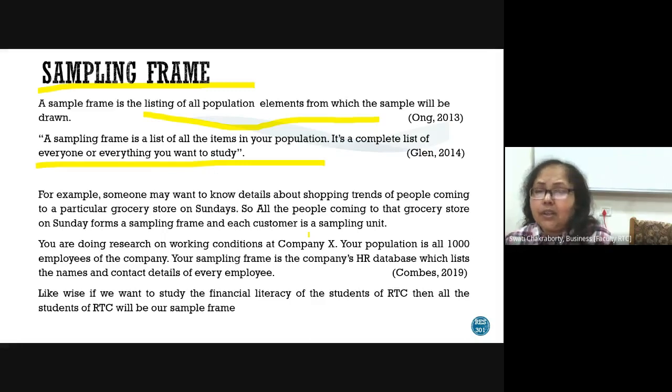So you're doing research on the working conditions at company X. Your population is all the 1,000 employees of that company. Your sampling frame is the company's HR database which lists the names and contact details of every employee. So this is the second example. This is the first one, second. So again, if you want to study the financial literacy of the students of RTC, then all the students of RTC will be your sample frame. So these are different examples.